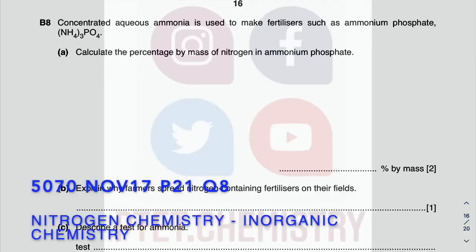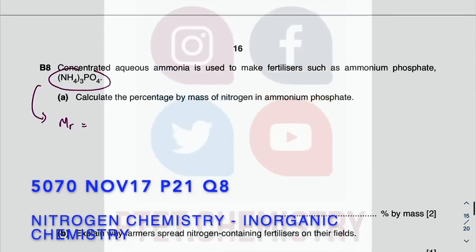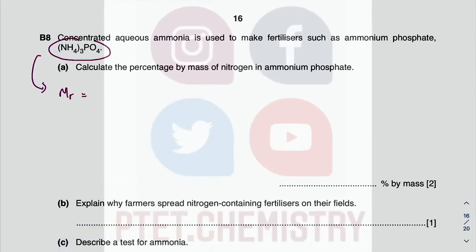So next up is about nitrogen chemistry, so ammonia. So you have ammonium phosphate. From the formula, the Mr itself is going to be, if you use your periodic table carefully, 14 plus 4 times 1, that's 18, times 3, plus 31, plus 16 times 4. I get 149.